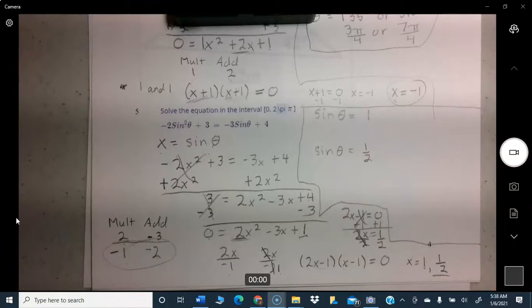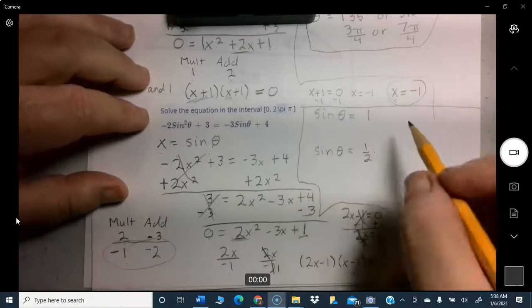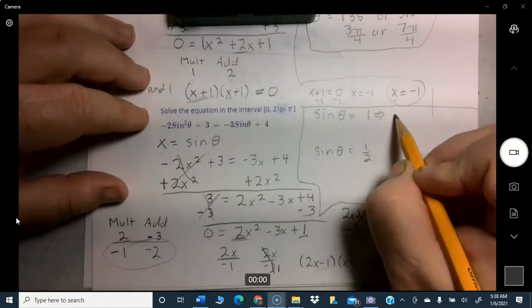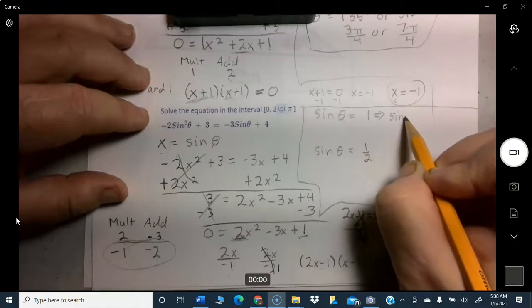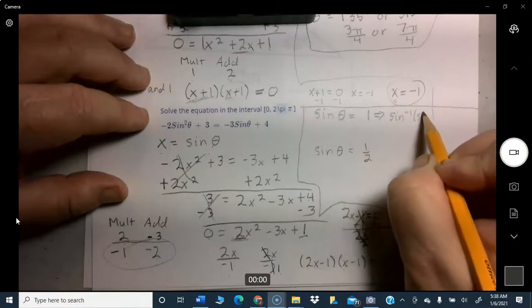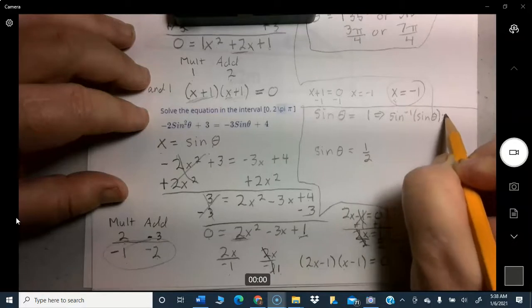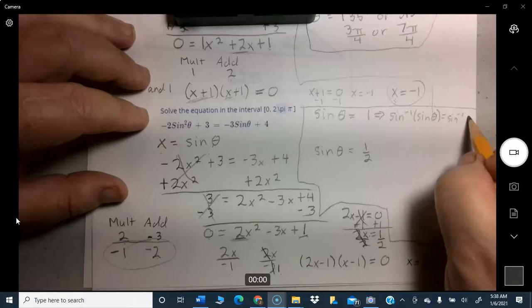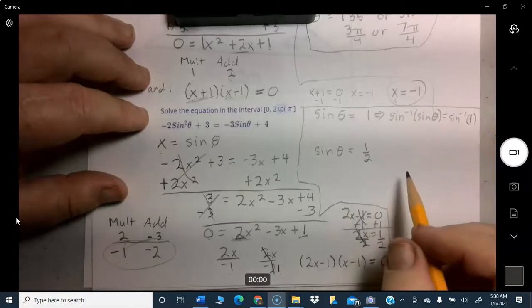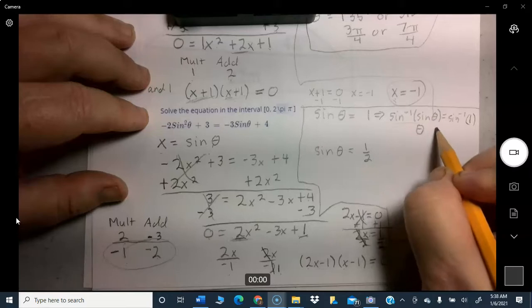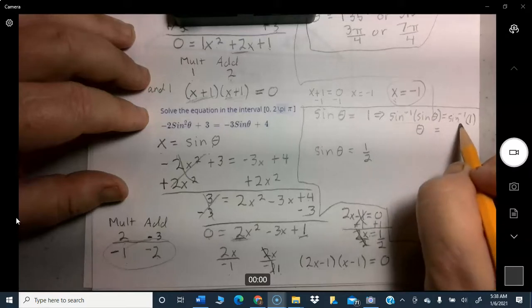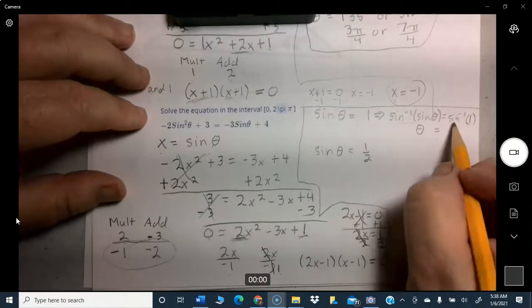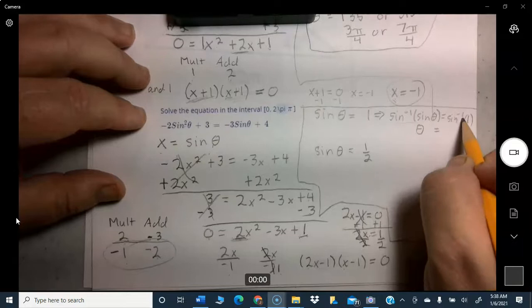Alright, so let's go ahead and take the arc sine of this. So let me do that over here to save some space. So it's inverse sine of sine theta equals inverse sine of 1. So this becomes simply theta, and this becomes inverse sine of 1.